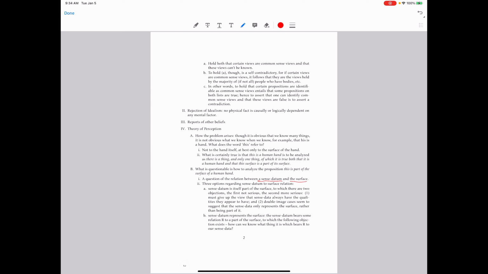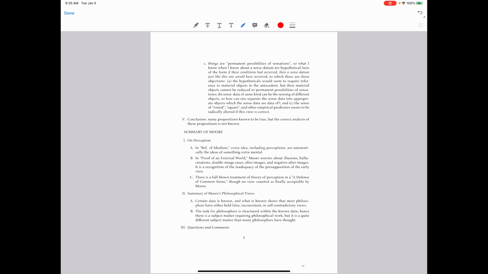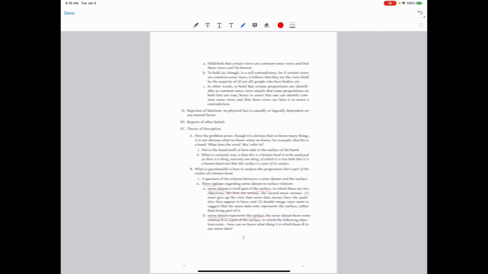So there is a surface of the hand, and there is the data that we get from it, the particular perceptual acquaintance that we're experiencing. What's the relationship between these three? And here, Moore admits that he's not sure what the right answer is. He says there are three options. Perhaps the sense datum is part of the surface. Perhaps the sense datum represents the surface. Perhaps something much more mysterious and mystical sounding and vague, and who knows what John Stuart Mill was talking about when he said this, but we'll come back to that in a moment.